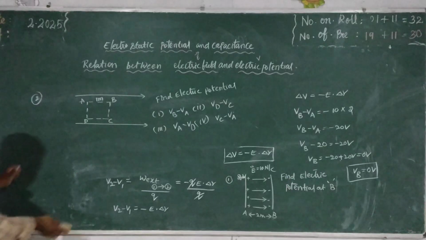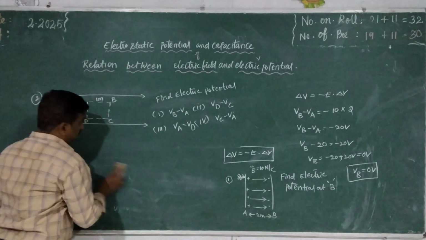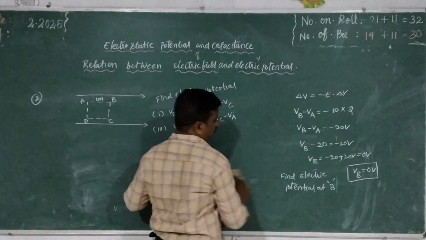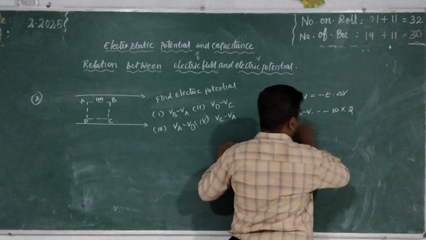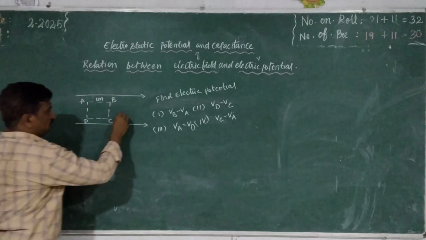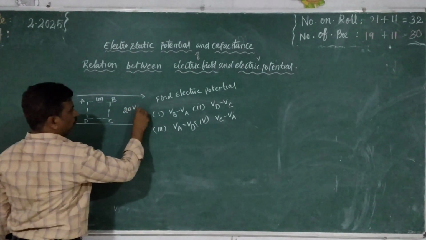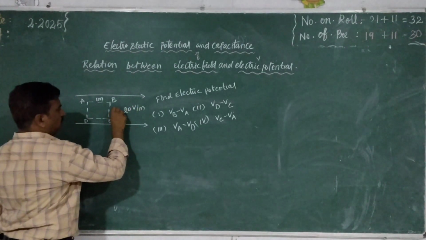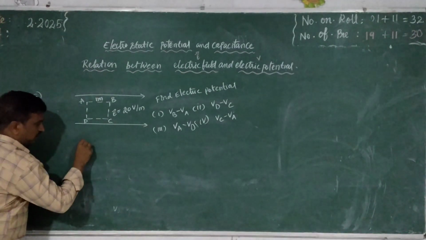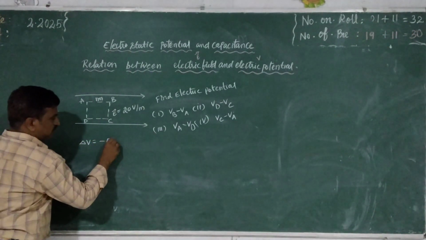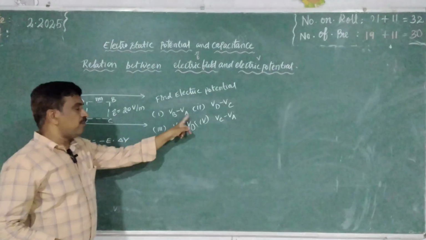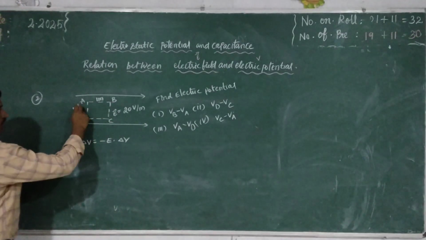For that, it is a uniform electric field, so we use the relation between electric field and electric potential. The uniform electric field here is 20 volt per meter. The relation is delta V equal to minus E dot delta R. Delta V here means VB minus VA, final minus initial.